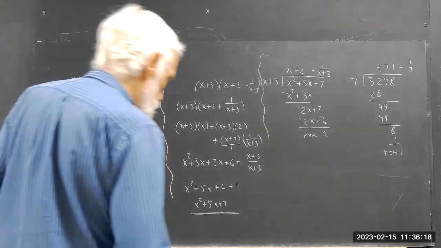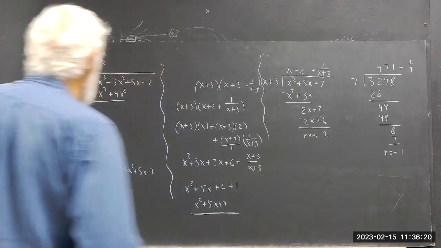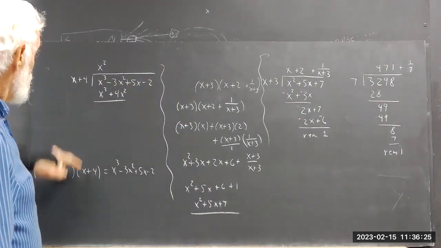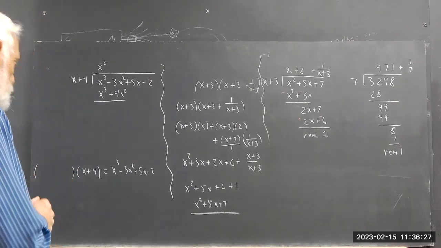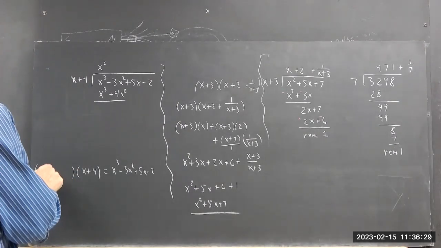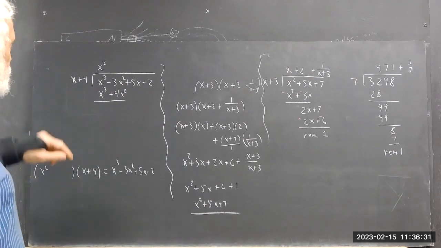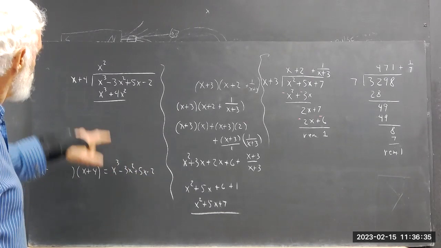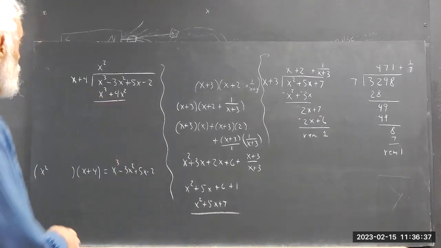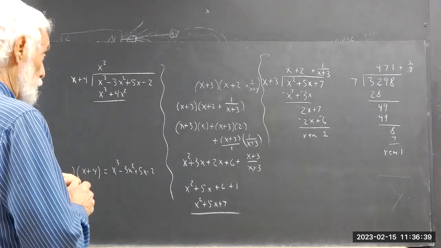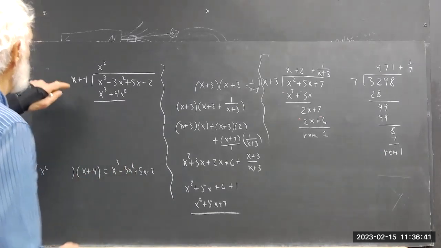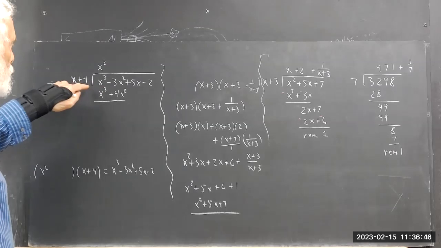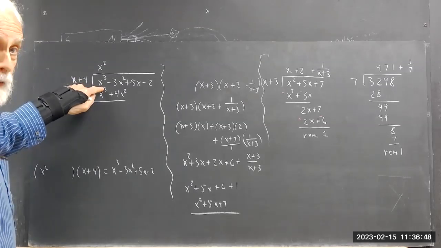Now, what we want to do is see what we've got left. Having an x squared here gives us a good chunk of this. It gives us this much of it. Whether you understand that or not, the rule is now we find what we get if we divide this into this.